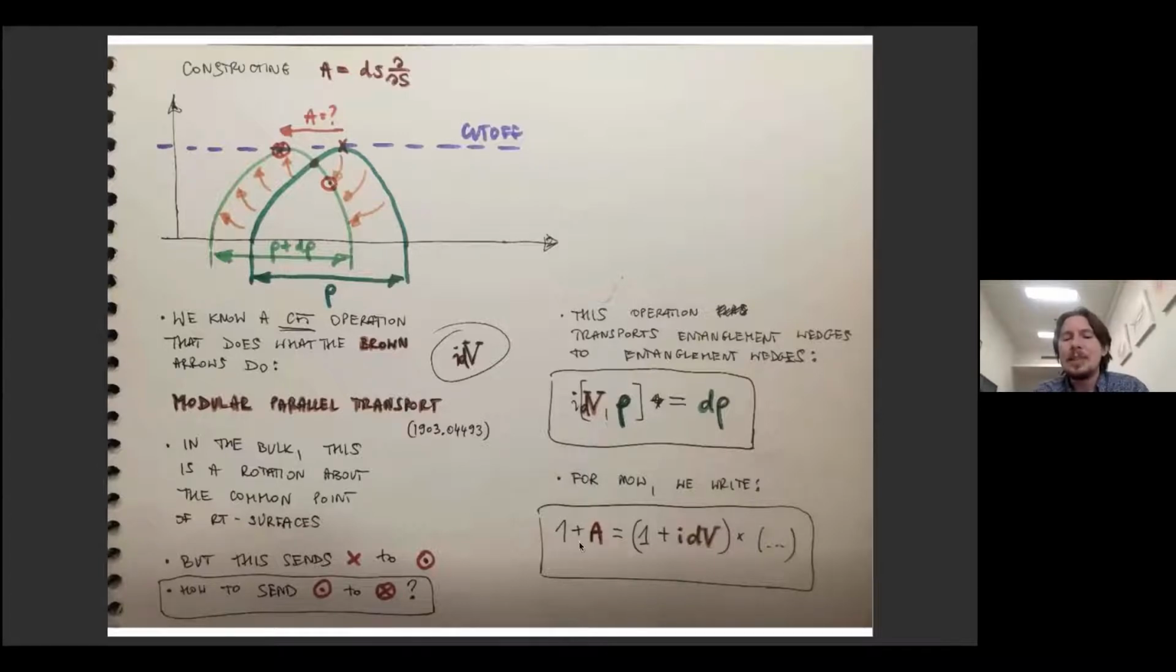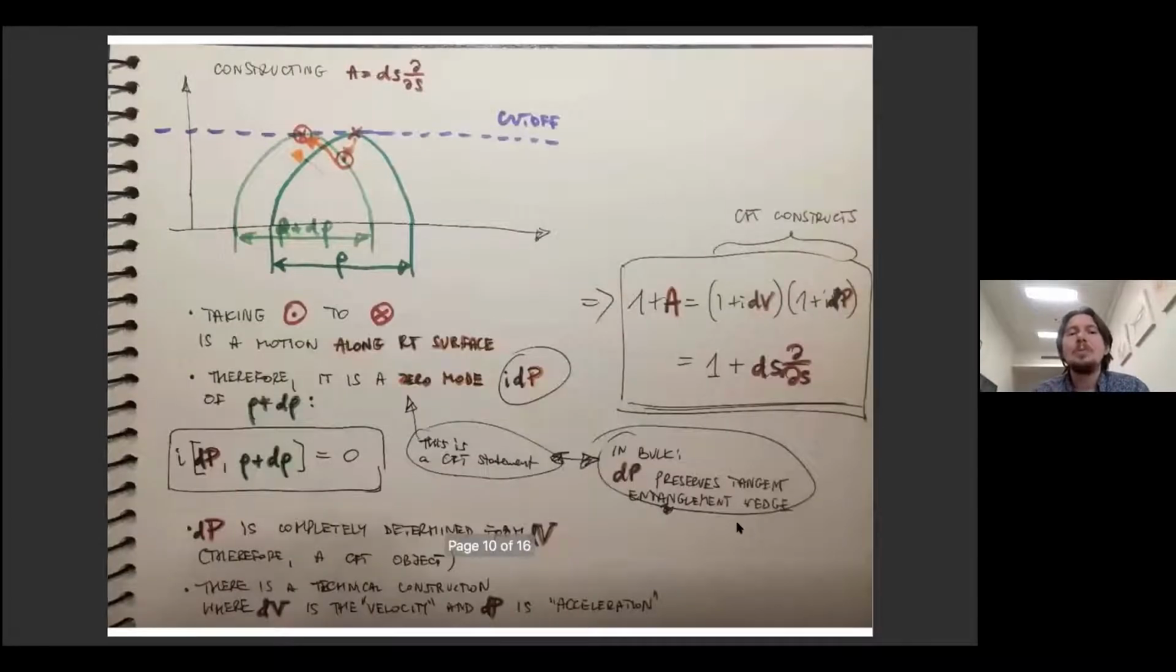So what I'm saying is that 1 plus A equals 1 plus iDV, the generator of modular parallel transport. By the time I've done this, I have mapped things here. But then there's one more thing I have to do, and let me tell you about this other thing. It has to move this point to that point. How do I find this? It's a motion along the RT surface of the new entanglement wedge, and therefore it must be something that preserves the entanglement wedge altogether. So it must be a zero mode of the modular Hamiltonian.